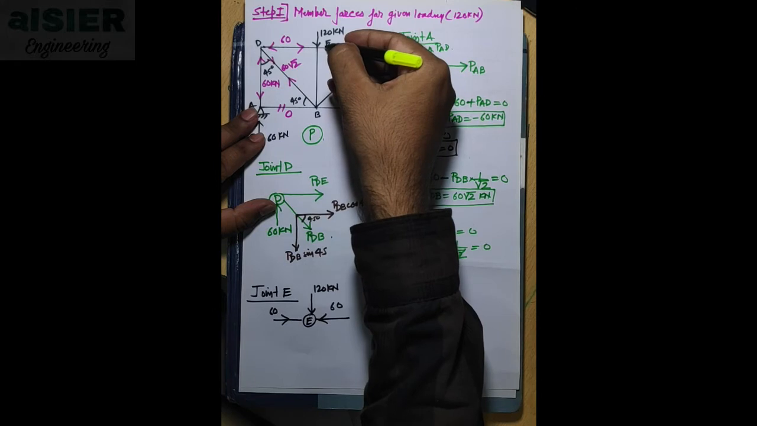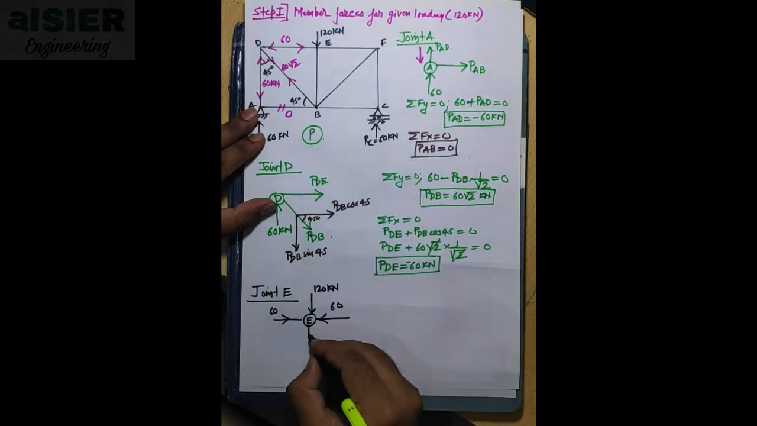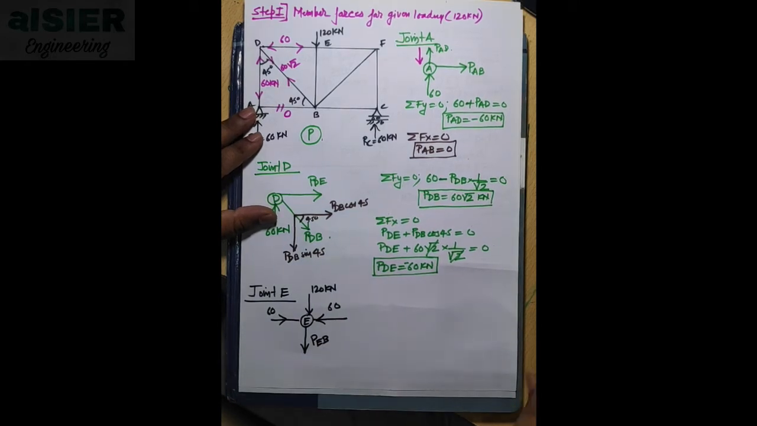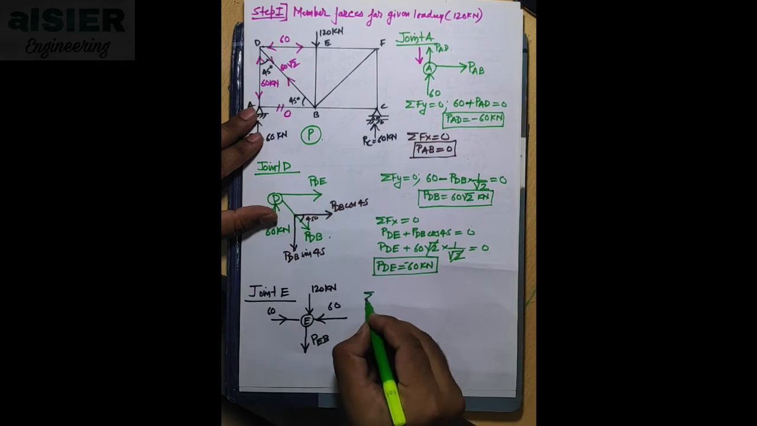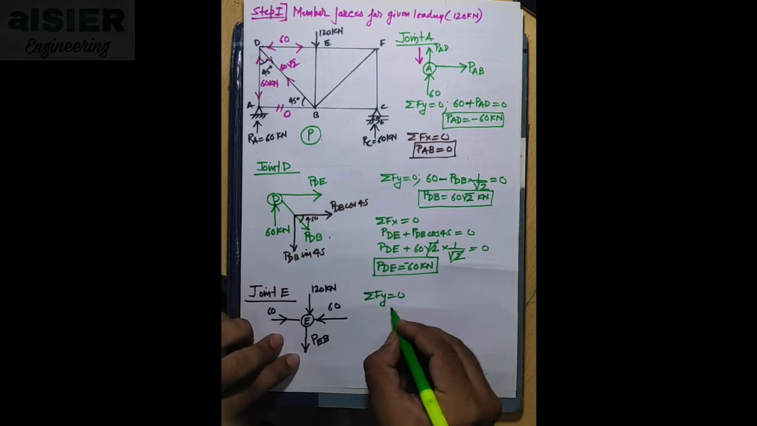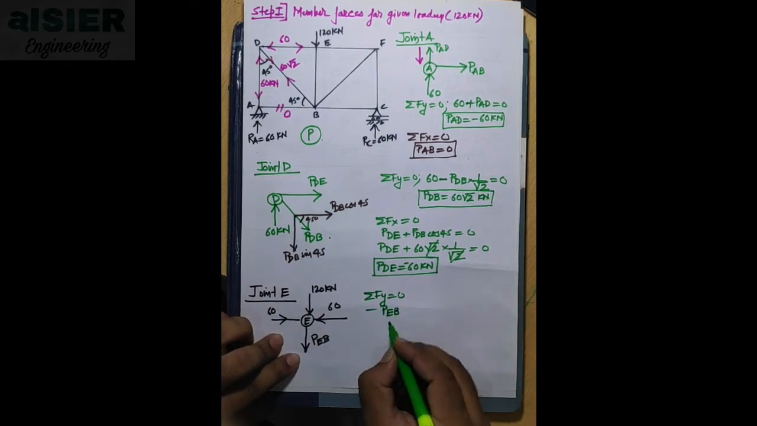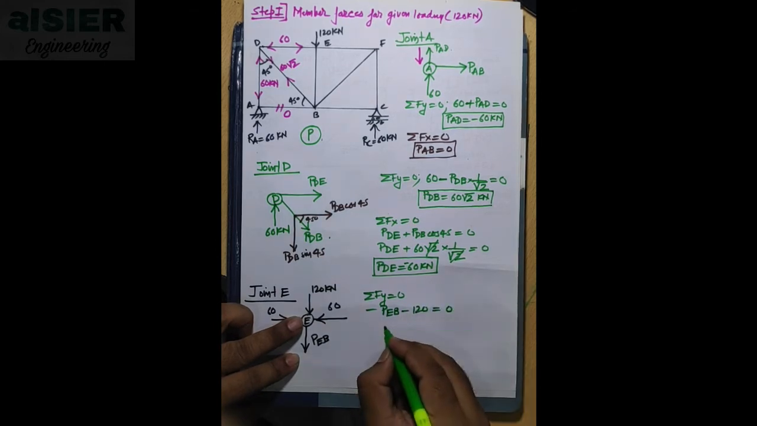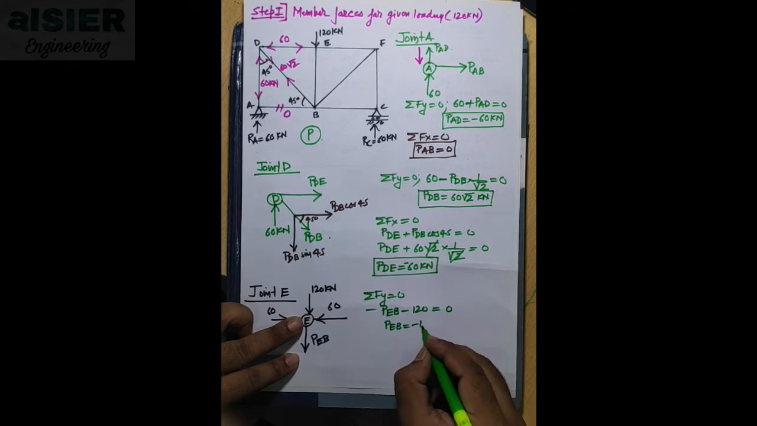And there is another member connecting at joint E, that is EB, but I don't know what is the direction for EB. So what we will do, we will mark it as away from joint, and we will write down here PEB. Okay, so we will do now summation of Fy is equals to 0. So this PEB is going downwards, so minus PEB, and 120 is also going downwards, so minus 120 is equals to 0. So we will get here PEB is equals to minus 120 kilonewton.